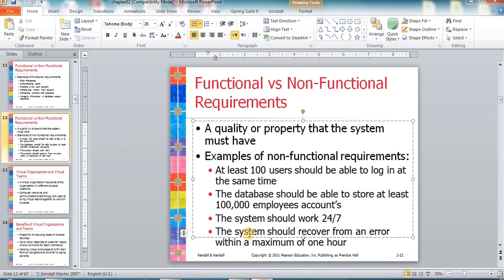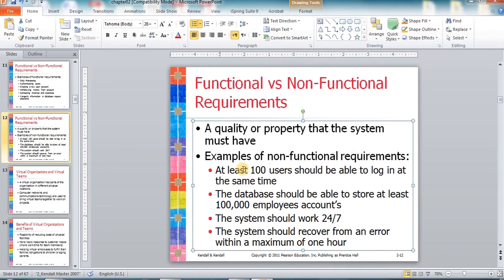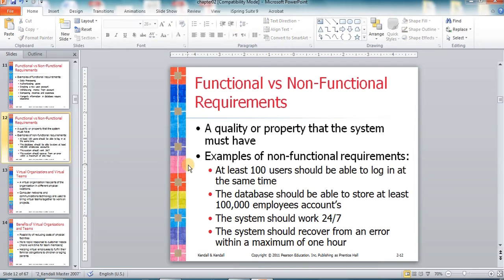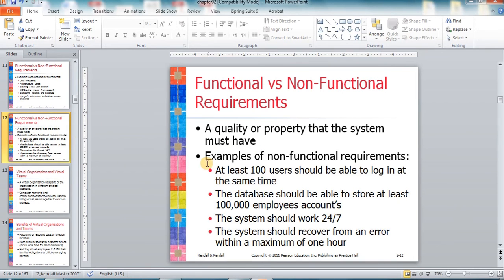The system should recover from an error within a maximum of 1 hour. This is also another condition which specifies a non-functional requirement. In general, non-functional requirements are very difficult to achieve. Functional requirements can be achieved, and you can make sure that they are integrated and fulfilled within the code. You can make sure that a certain code fulfills a certain functional requirement. On the other hand, non-functional requirements are very hard to fulfill.